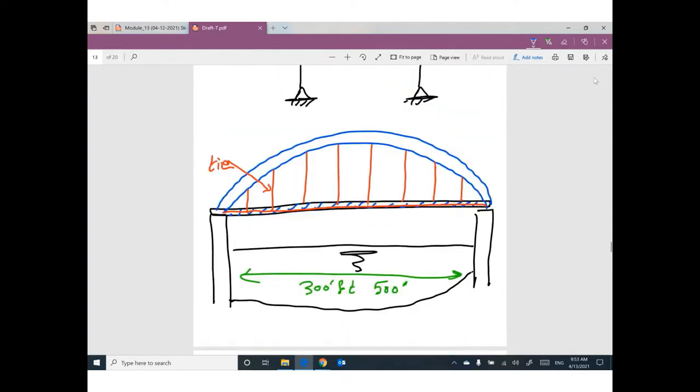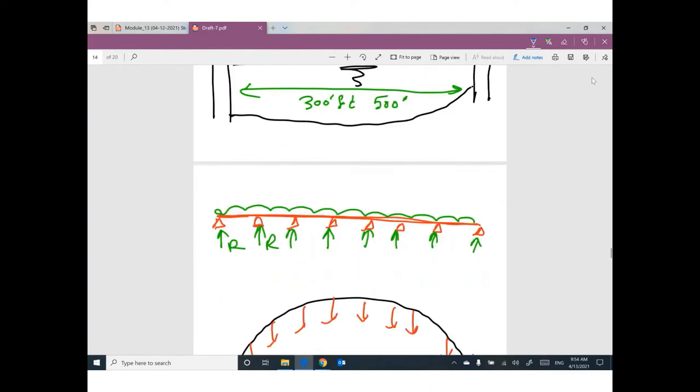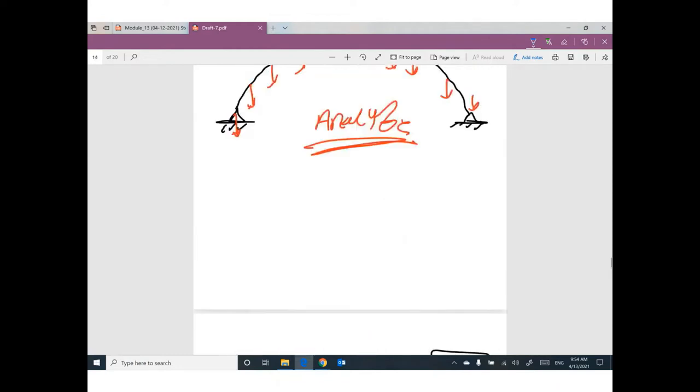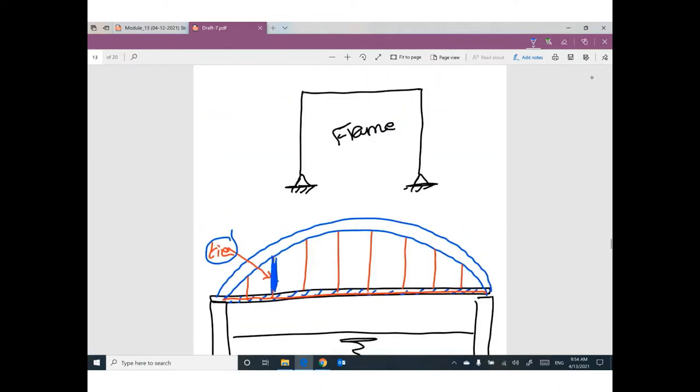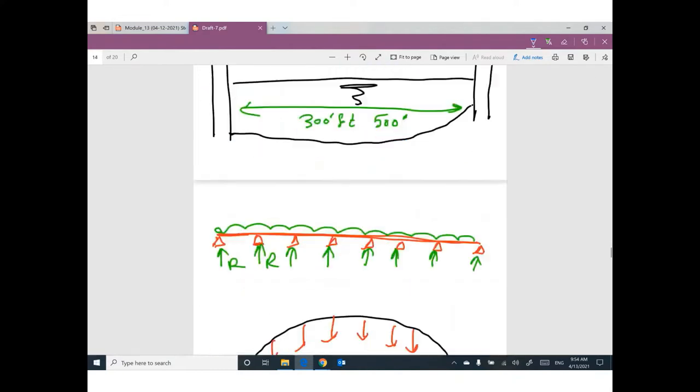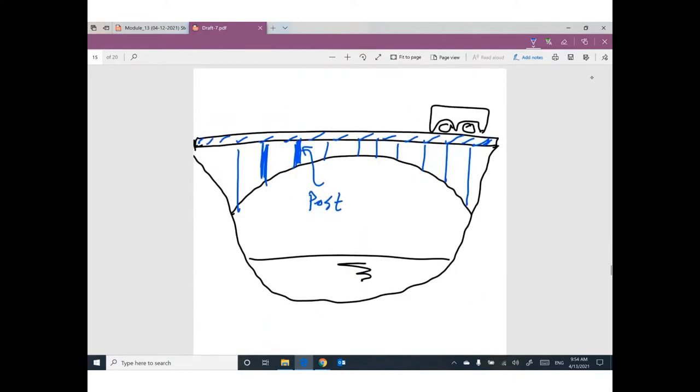This one is called tie. What is the difference? Can anybody tell me what is the difference between this member and this member? I think both of them are supporting the deck of the bridge. But why do I call it post and why do I call it tie? Can anybody tell me what is the main difference from a structure analysis point of view? What is the main difference between this member in this case and this member in that case?